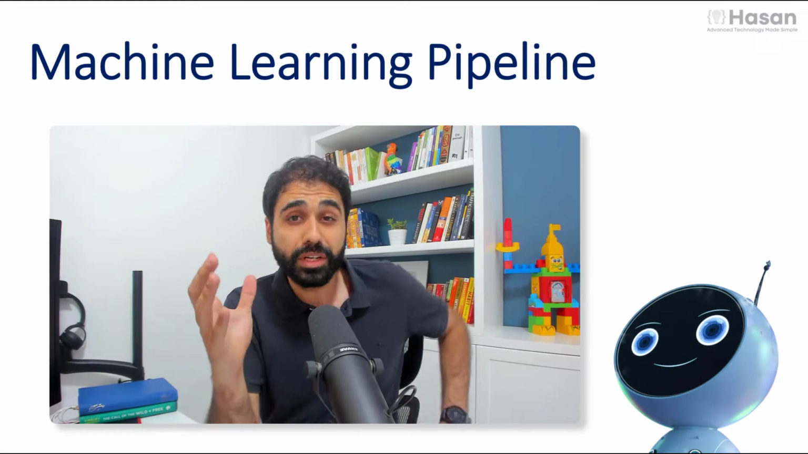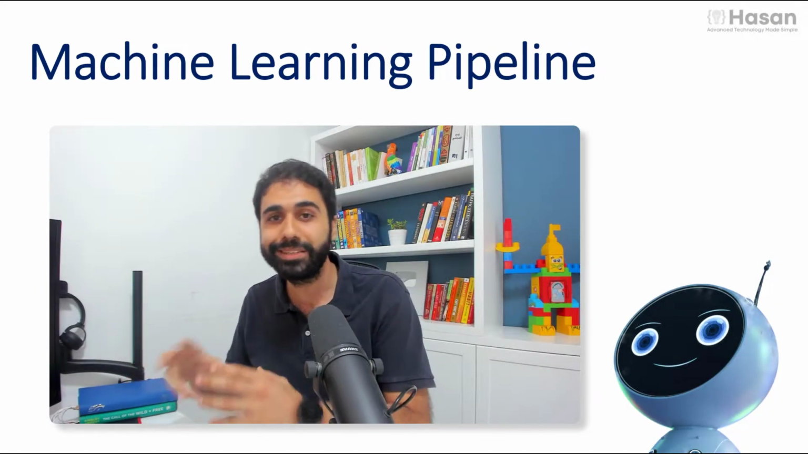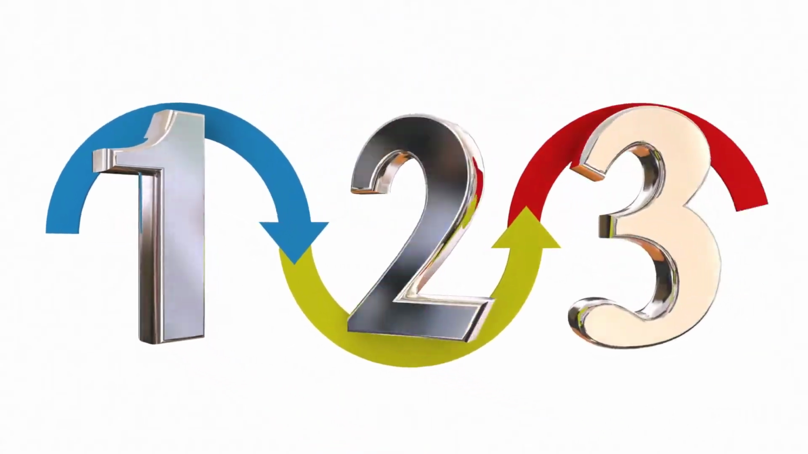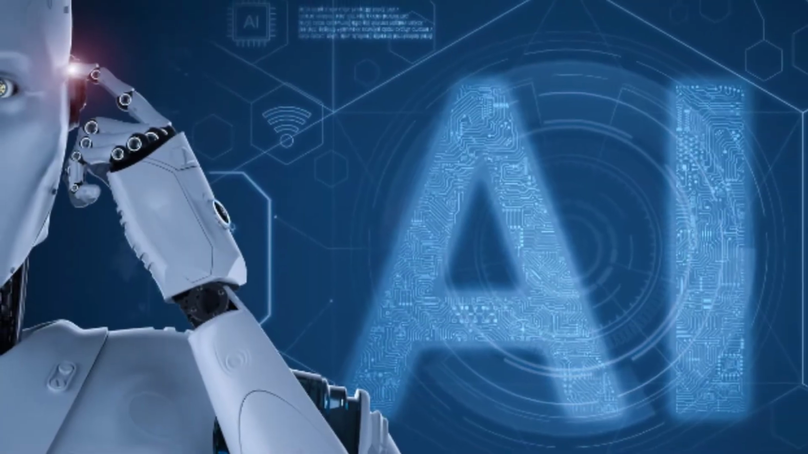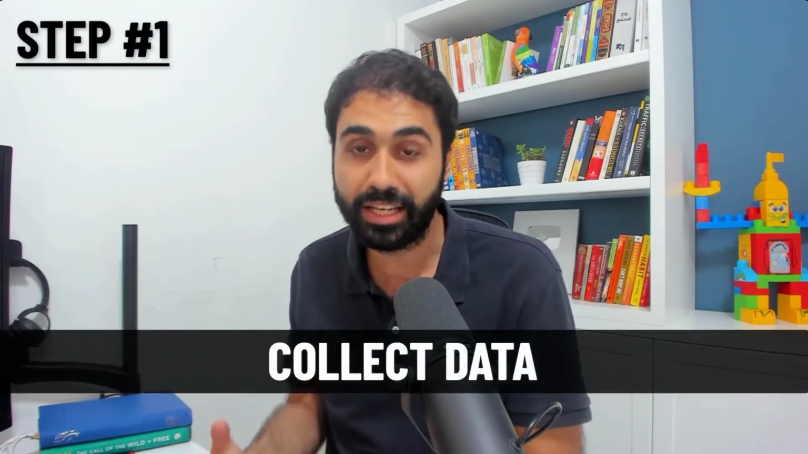Now let's cover the machine learning pipeline. What do I mean by pipeline here? It's simply the steps that we follow to build an AI model at the end. So step number one is to collect data, to have data. So we have the data.